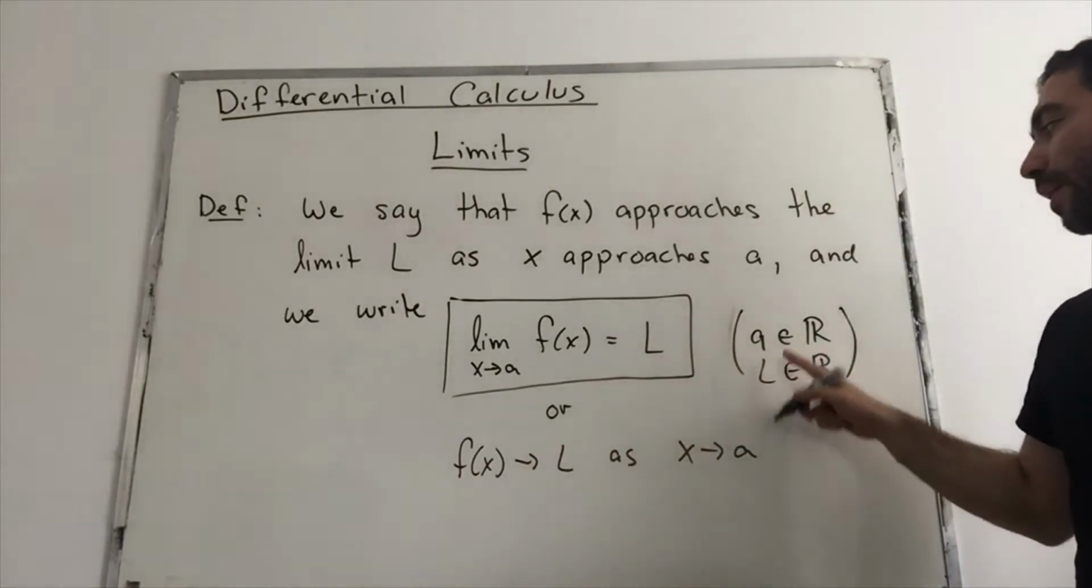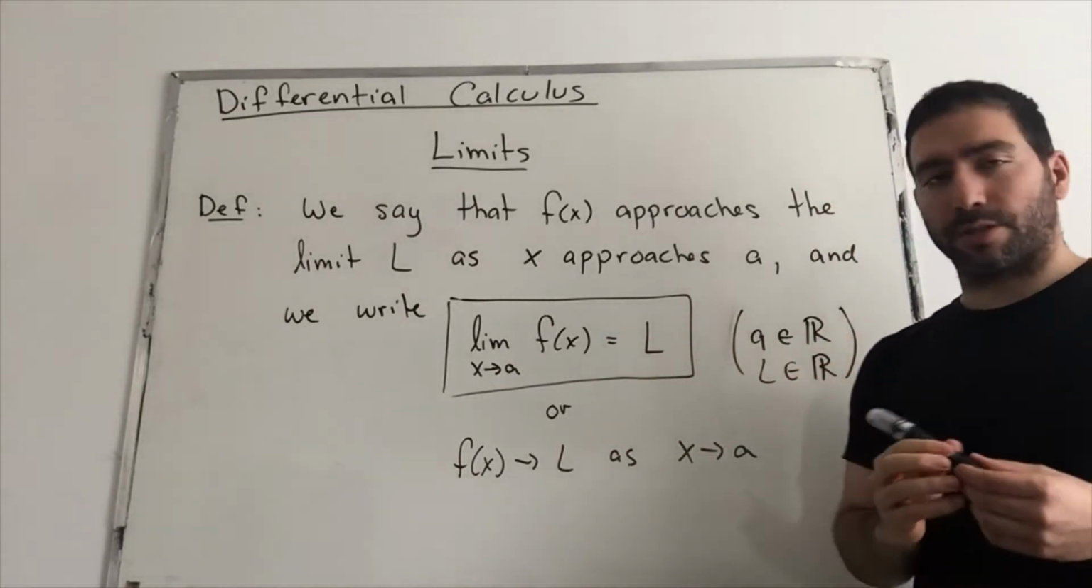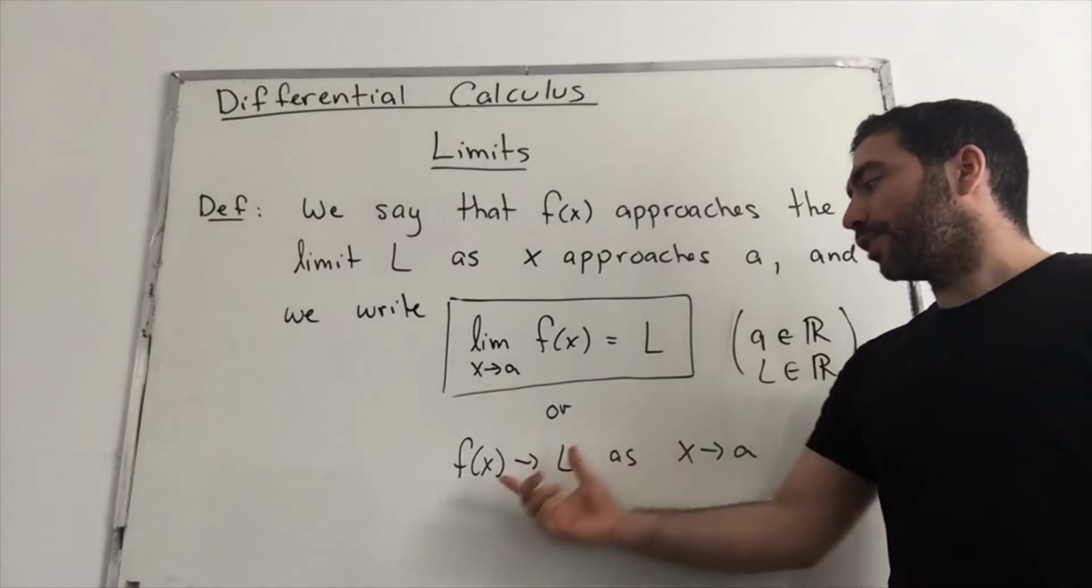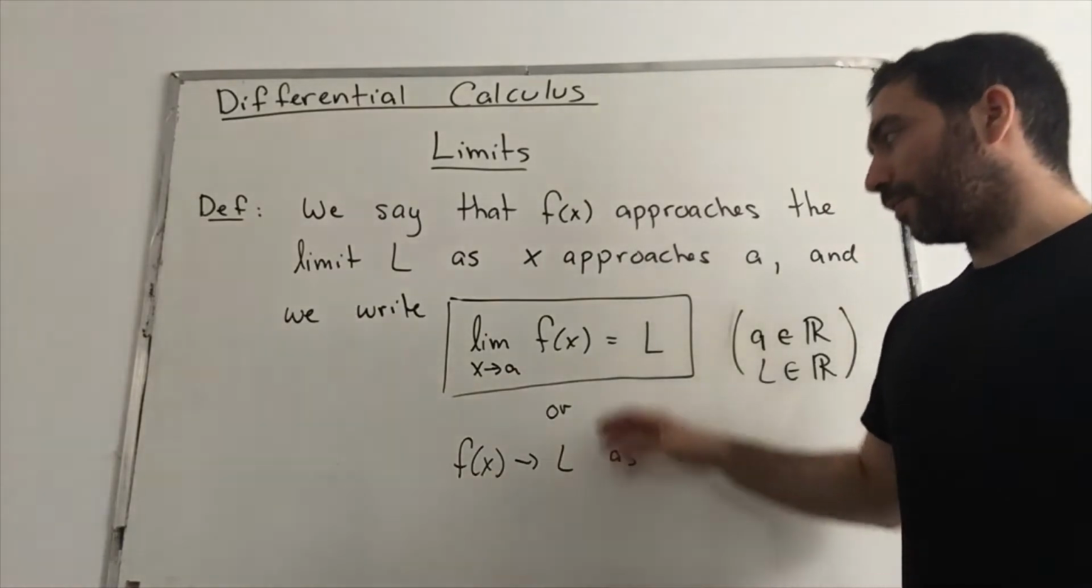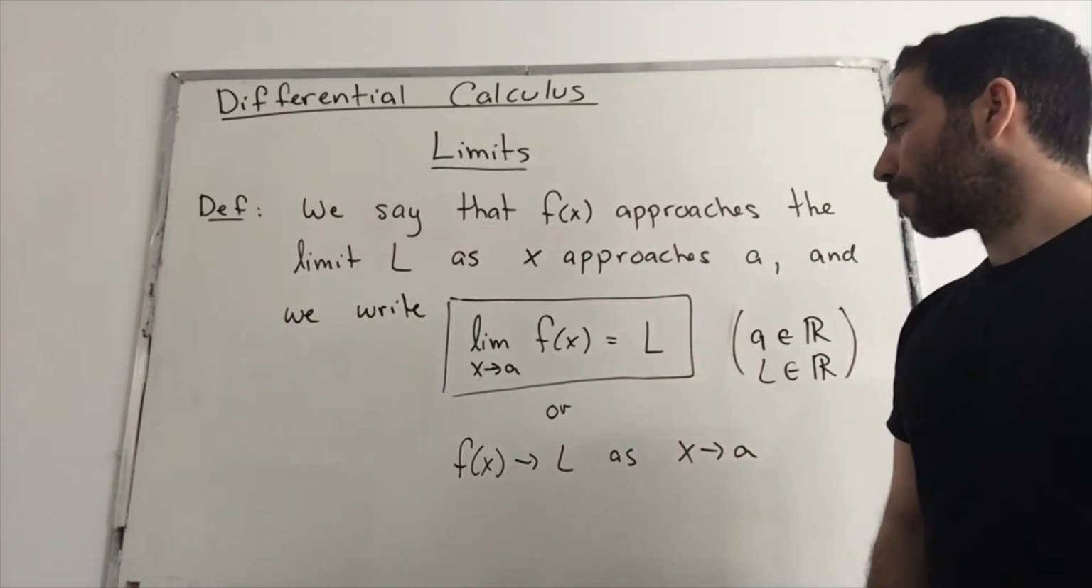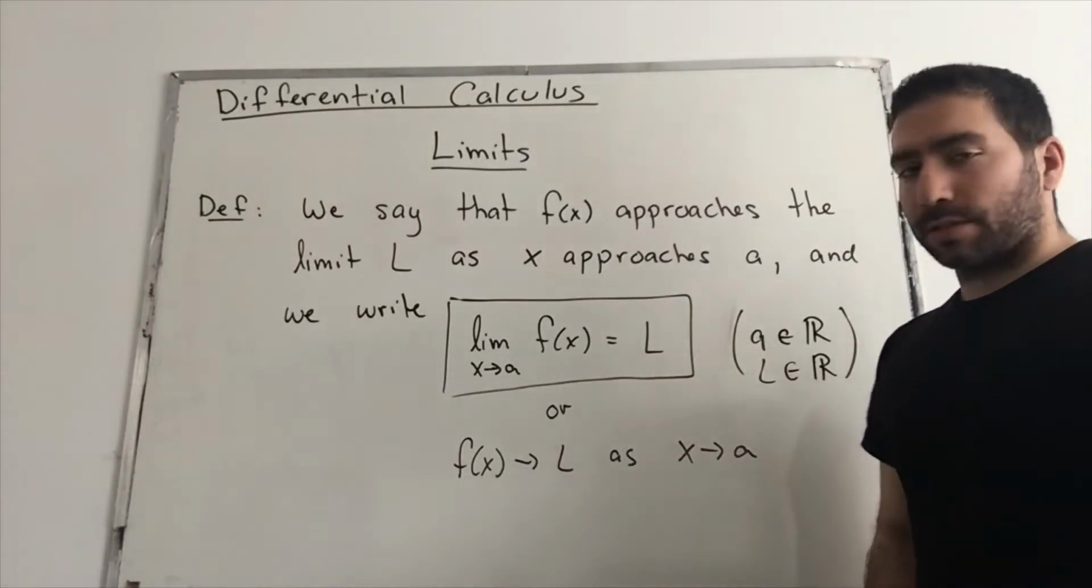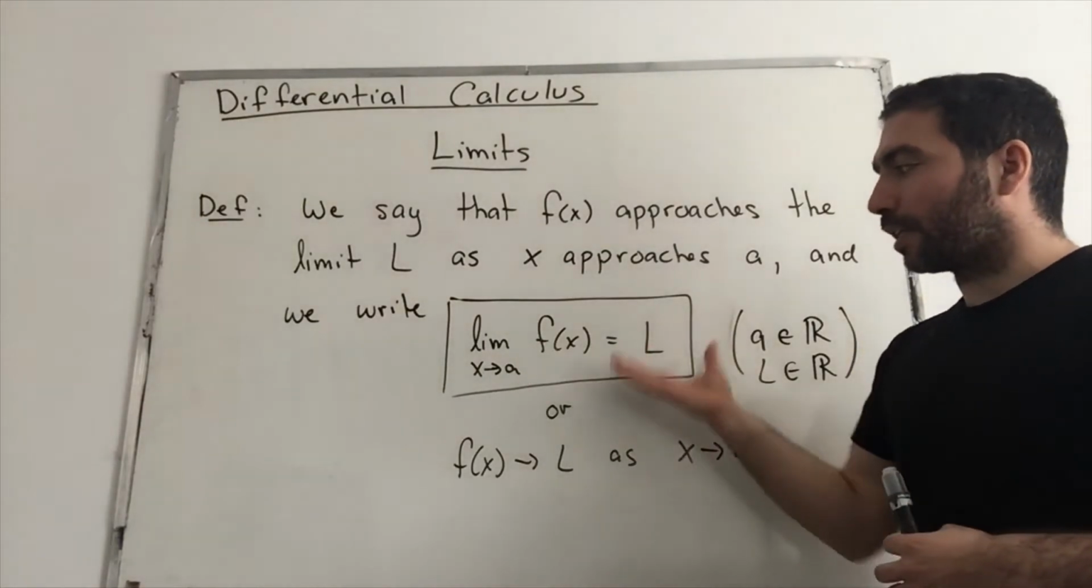So here I wrote a and L are elements of the real numbers. They're just constants. And another notation you can use is f of x tends to L as x tends to a. But typically we use this notation here. Okay. So let's take a look at an example to see exactly what this means.